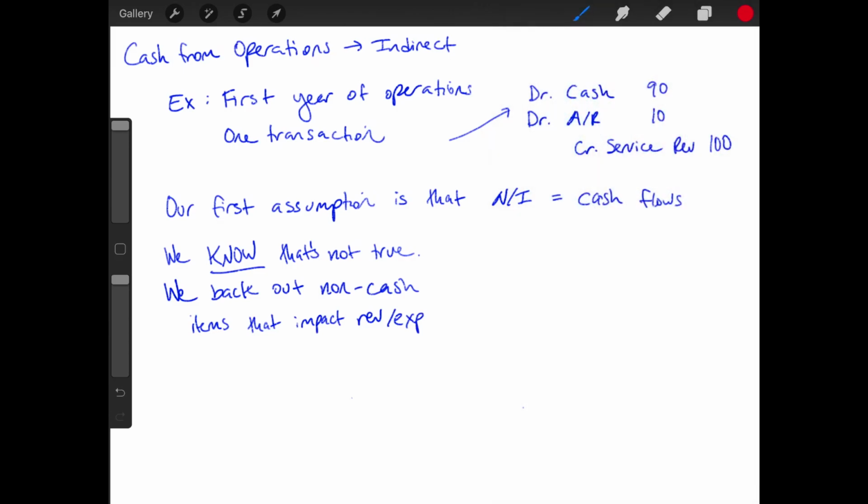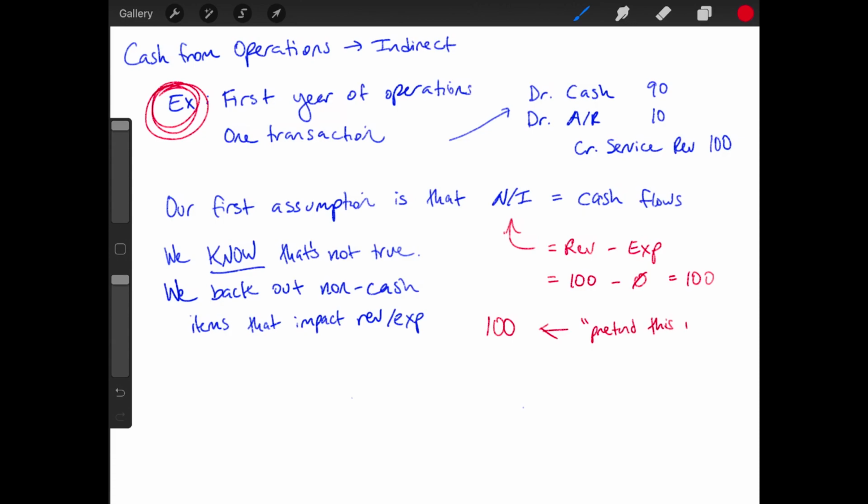So moving forward and looking at our example, what we know is that net income equals revenues minus our expenses, right? That's pretty straightforward. And in this case, we had $100 of revenue, no expenses, so our overall net income, our starting point, is that $100 value. And for starting purposes, we pretend this is our cash flow.